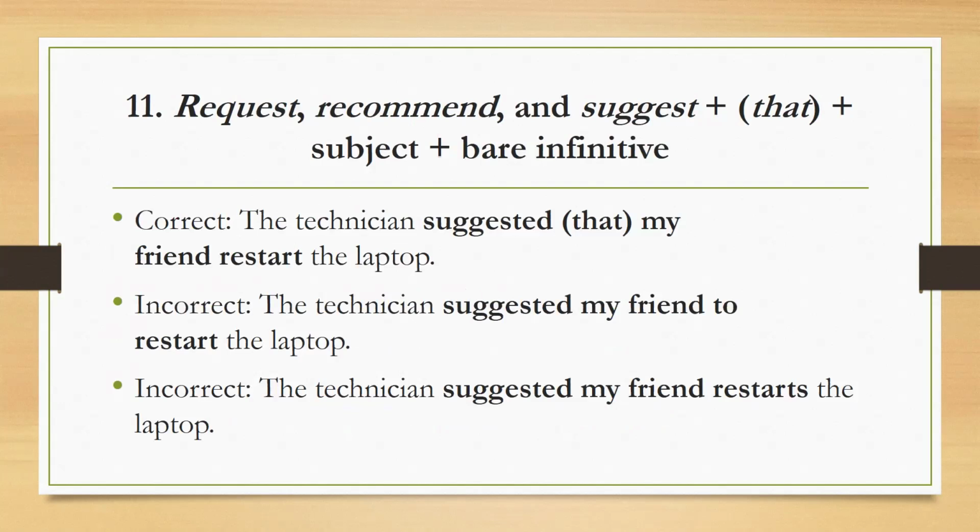Request, recommend, suggest that: the technician suggested my friend restart the laptop. It is incorrect to say the technician suggested my friend to restart the laptop. It is also incorrect to say the technician suggested my friend restarts the laptop. The correct: the technician suggested my friend restart the laptop, or the technician suggested that my friend restart the laptop. But when it brings restarts with plural S, that is bad English. It's also bad English.